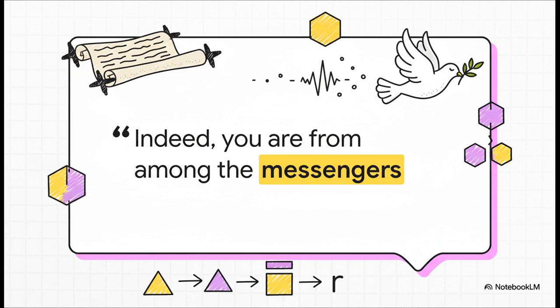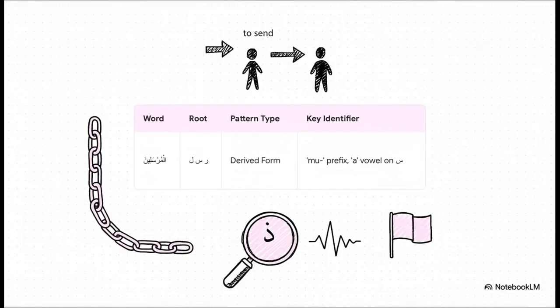But what is its deep structure actually telling us? So let's put this word under the microscope. The root is ra sin lam, which means to send. We see that mu prefix, which is our signal that we're dealing with a derived verb. And here's the crucial part. Look at the vowel on the sin. It's a fatha, that ah sound, mursal. This tells us, without a doubt, it's an ism al-Maf'ul. So a messenger isn't just a sender. A messenger is one who is sent. The meaning is baked right into the form of the word itself.